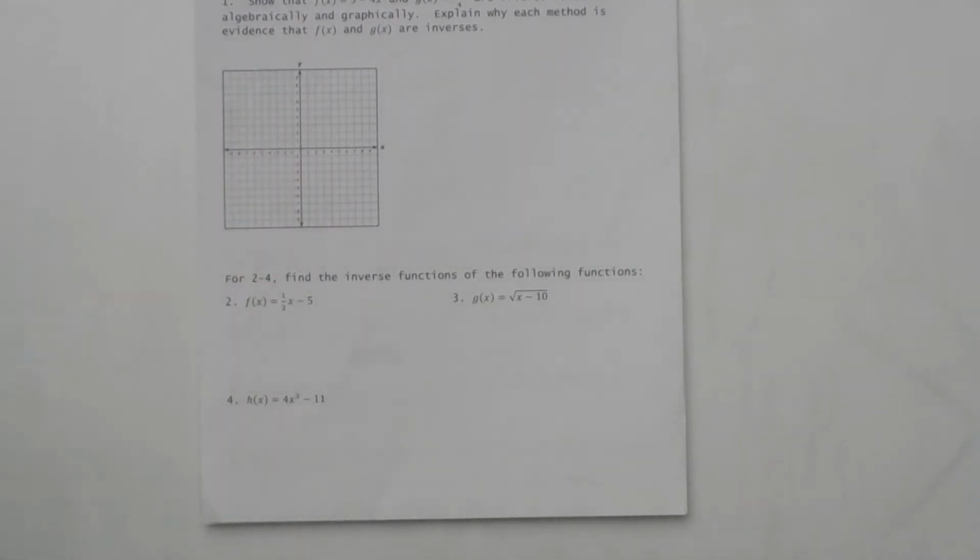First one says show that f of x equals 3 minus 4x and g of x equals 3 minus x over 4 are inverse functions algebraically and graphically. Explain why each method is evidence that f of x and g of x are inverses.